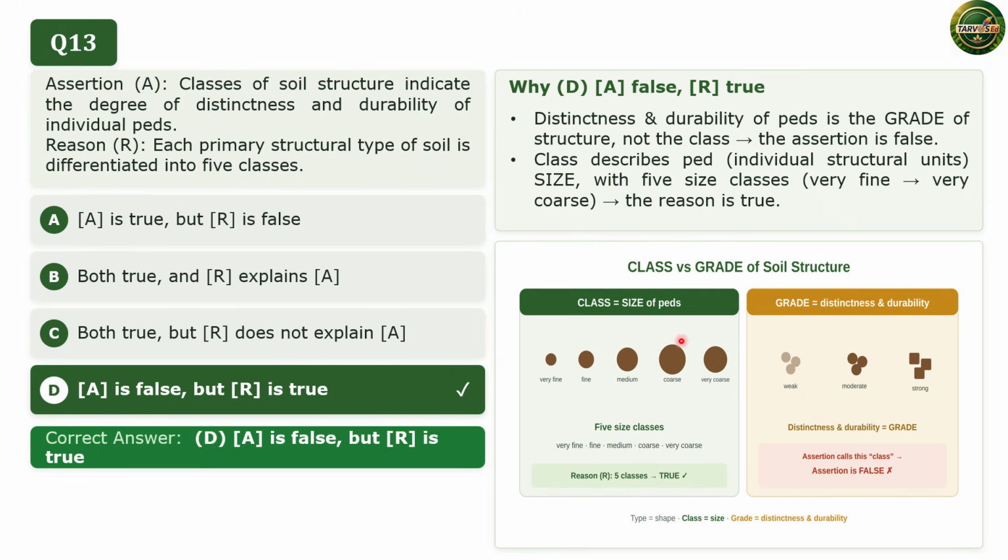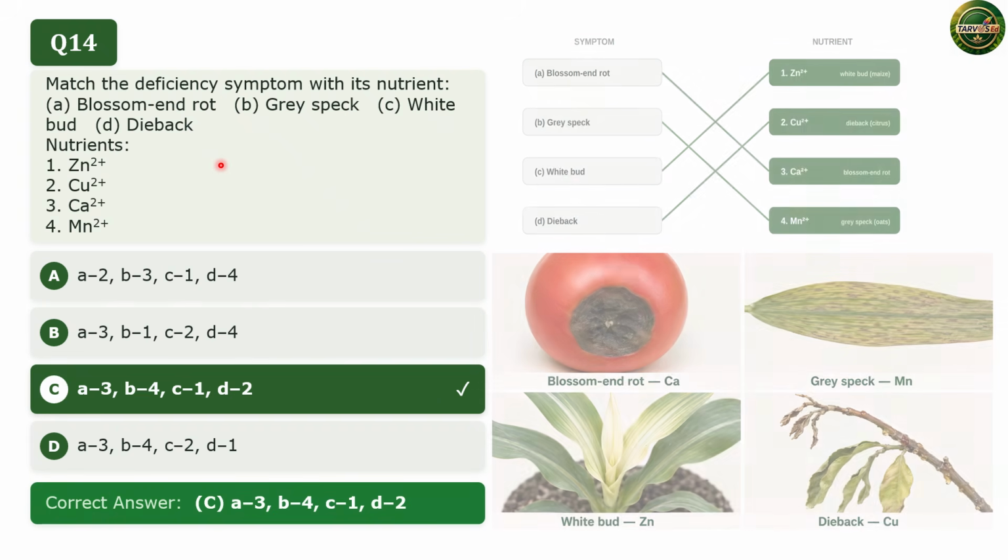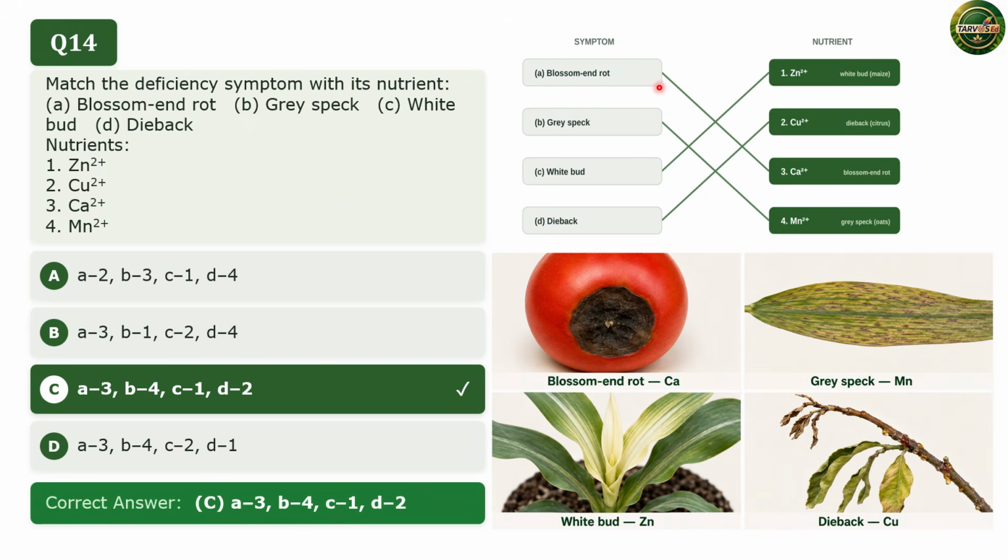Yes, that is true. The next question is: match the deficiency symptom with its nutrient. Blossom end rot, gray speck, white bud, and dieback. The correct answer is option C. Let's see. First one is blossom end rot. It is caused by calcium deficiency because inadequate calcium is reaching the rapidly growing fruit end. That's why there is a necrosis at the end of the fruit.